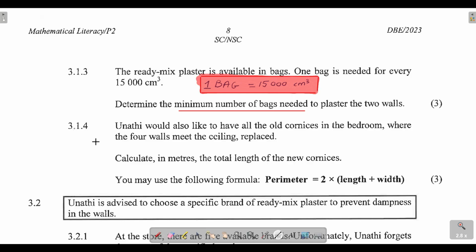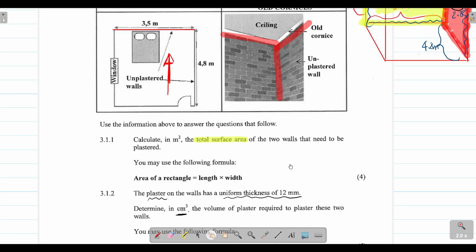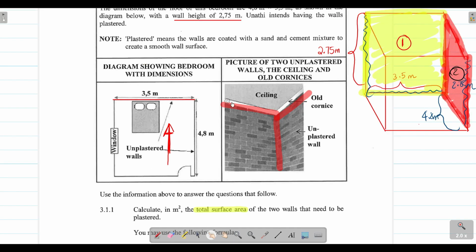Question 3.1.4, Unathi would also like to have all the old cornices in the bedroom where the 4 walls meet the ceilings replaced. Calculate in meters the total length of the new cornices. The nice thing here is that even if you do not know what a cornice is, they've basically shown you here in the picture. That is our cornice there. Do you see that? That white part, that is the cornice.